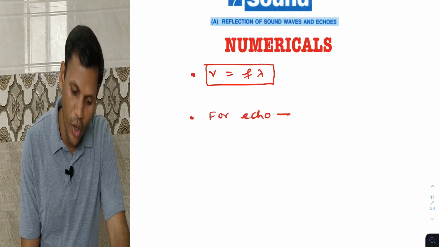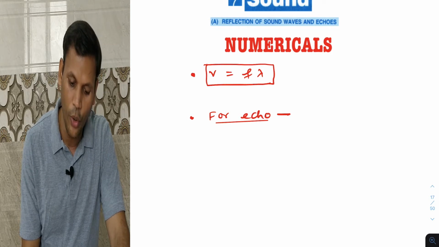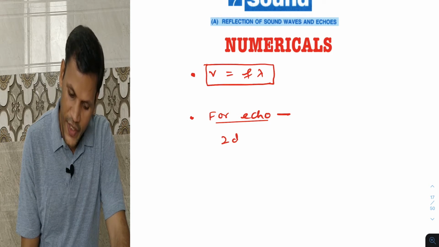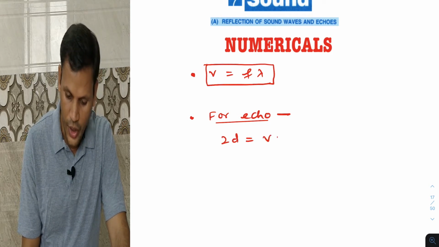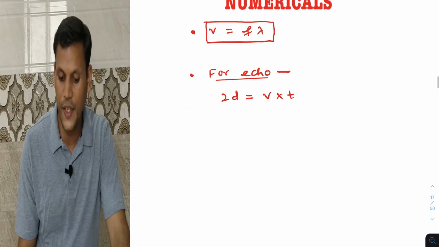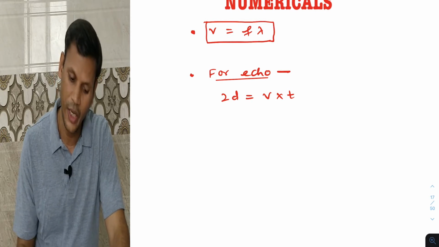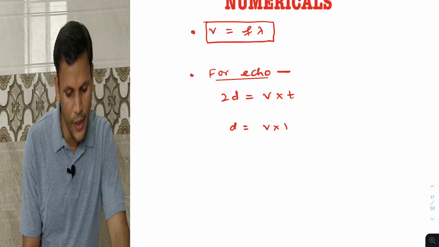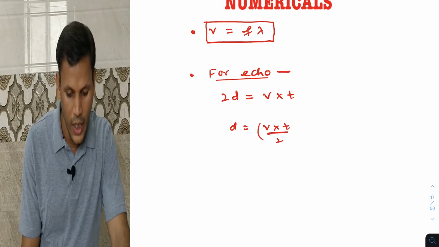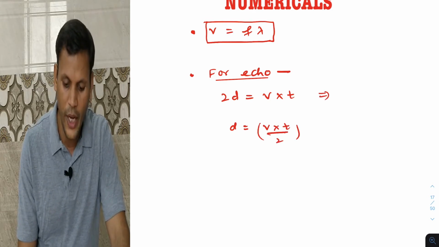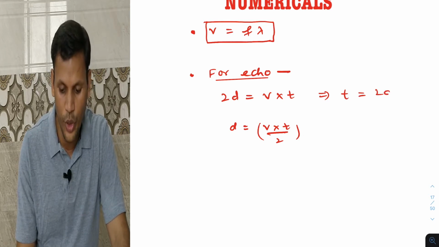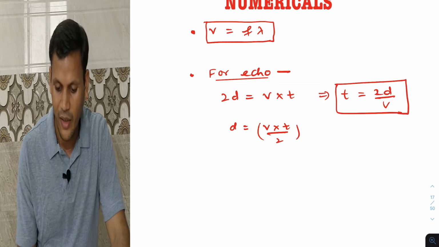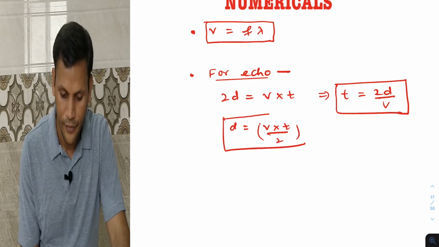For echo we have already studied. For echo, 2D equals V into T. And from here, if we wish to calculate D, then it will be V into T by 2. And suppose we have to calculate T, then it will be 2D upon V. So these are the list of the formulas.